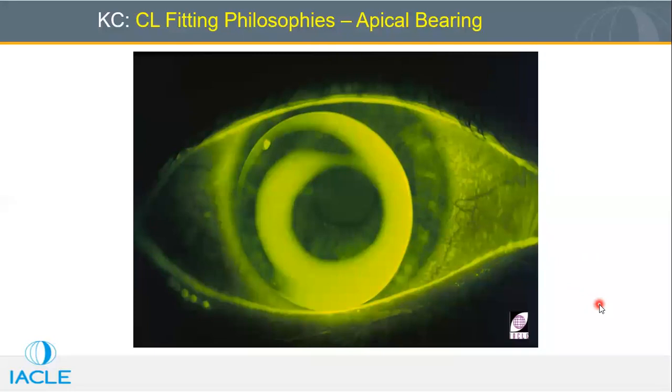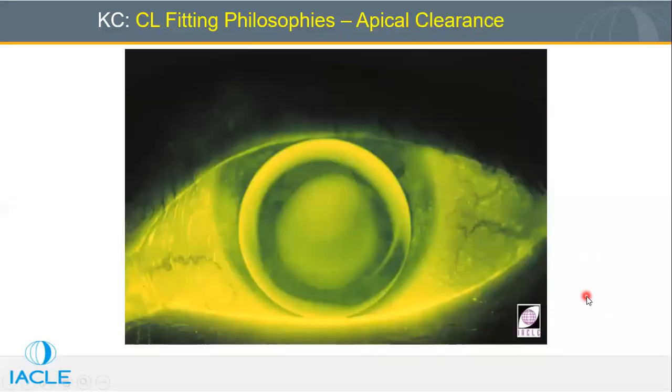So the other fitting is, what kind of fitting is this? 3-point touch. This is not 3-point touch. It is written above as apical clearance. So don't look at what is written above. Just look at the fluorescein pattern and tell me, oh, this is apical clearance. We are not seeing any touch in the apical area.